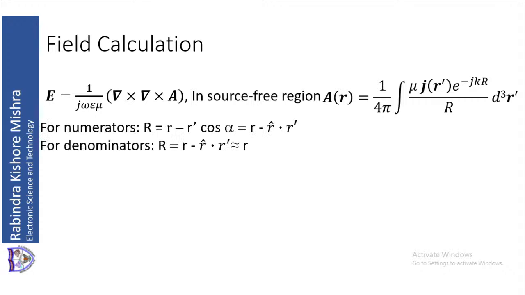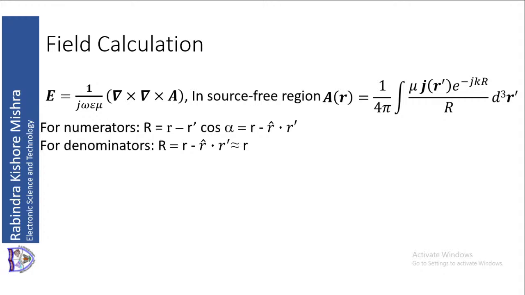If you put that in the denominator, we can neglect the second part, minus r cap dot r dash, because it is almost negligible compared to r. That is contributing only to amplitude, and the contribution to amplitude is almost nothing, so we can neglect that. In the numerator, it is in the exponent. Since it is in the exponent, we cannot neglect that. So in the numerator we take it as r minus r cap dot r dash. This we have already discussed.